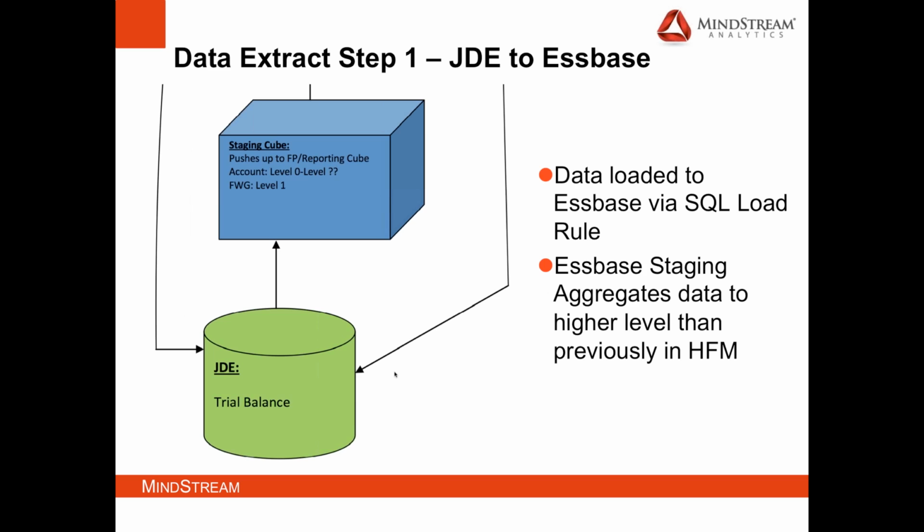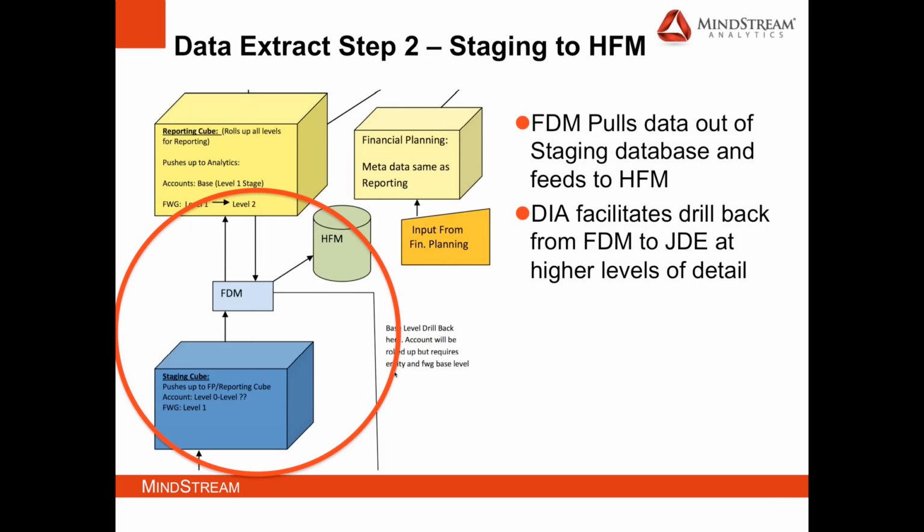So the next step in the data extraction is staging to the event piece. If you look at that staging cube on the bottom here now, you can see that FDM is actually pulling the data out of that staging cube and pushing it to the reporting cube as well as the HFM application. So it's pulling that out. Again, you're mapping it up. Functional work group now goes from level 1 to level 2. Basically FDM pulls at that top level of account and functional work group in the staging cube, which is already rolled up one level. And then inside these other applications, they roll up another level. So you can see that that's coming, and then the reporting cube is then going to push up to the analytics cube, and we'll talk about that.